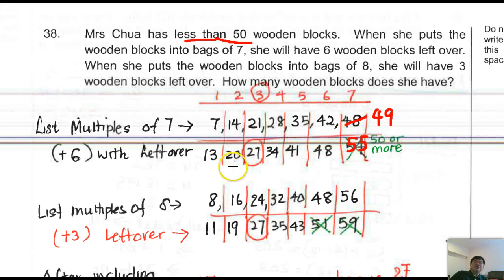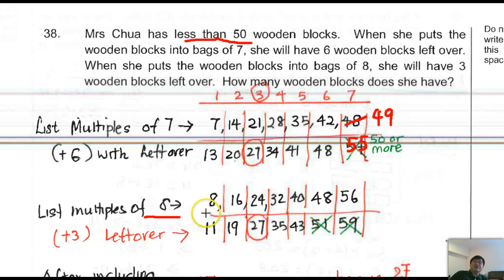Now this is only one side, when it's grouped into 7 pieces of wooden blocks. Then it says that when it's grouped into 8 pieces, you have 3 left over. So if there's 1 packet, there's 8, right?